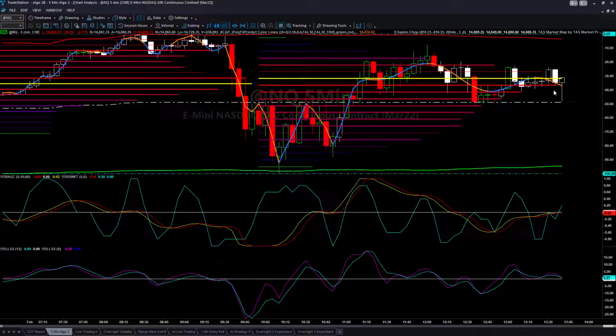Wow, this was very interesting too. Came down, smacked the line right there, and just retraced. Right back to the point of control. Very, very interesting to see.